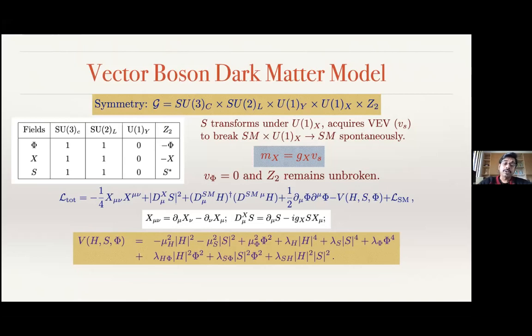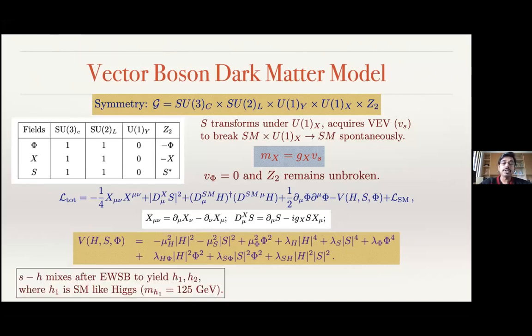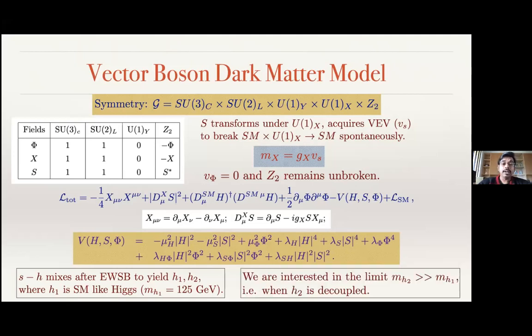And so after electroweak symmetry breaking, there is a mixing between S and H, and that basically gives you two physical Higgses. One is H1 and the other is H2. One you assume to be the standard model Higgs, and the other one is the Higgs beyond the standard model. Now, what we want is that we want this Higgs to be decoupled. I mean, we do not want to see this Higgs at all, so it's very, very heavy. So this is the limit where we want to exploit what this model prescribes.